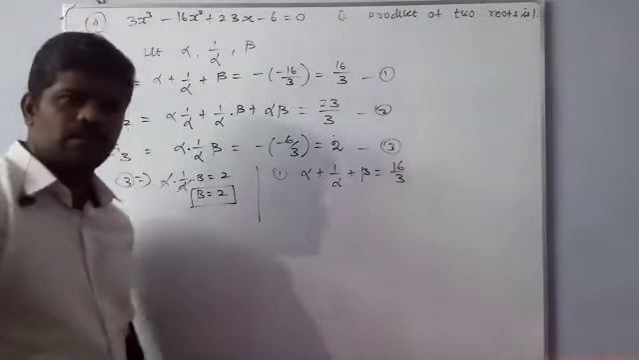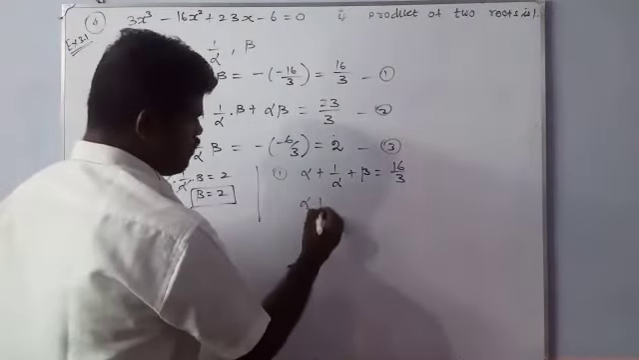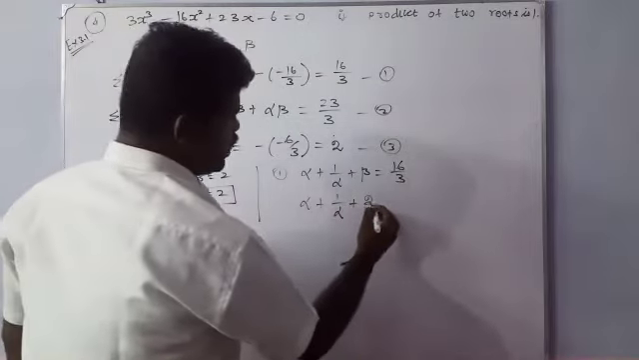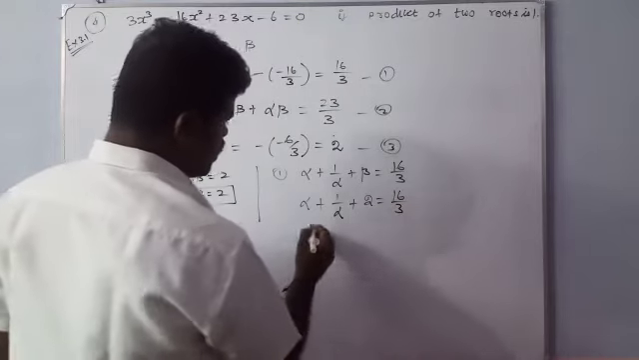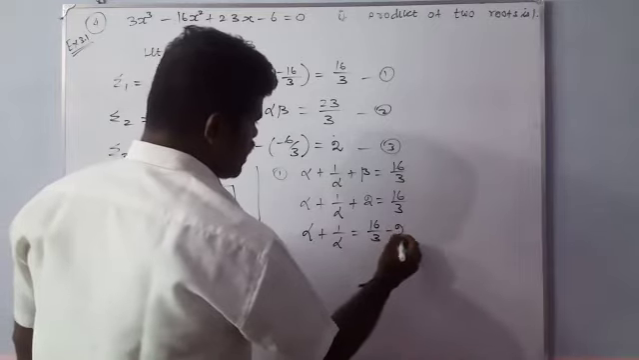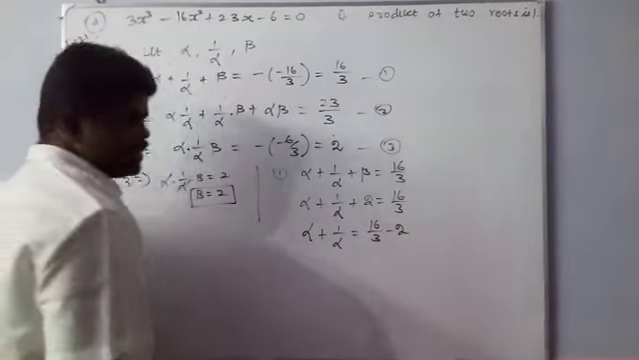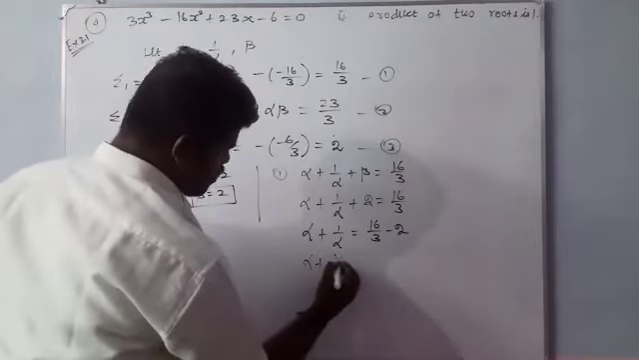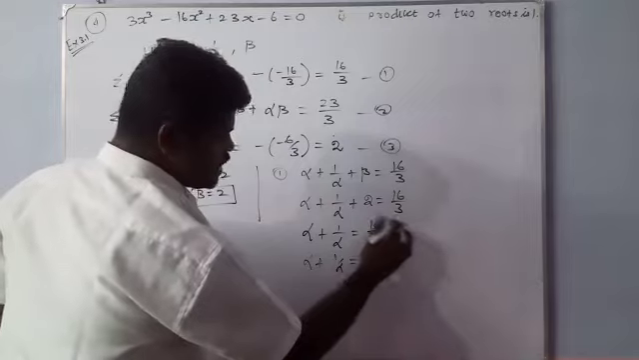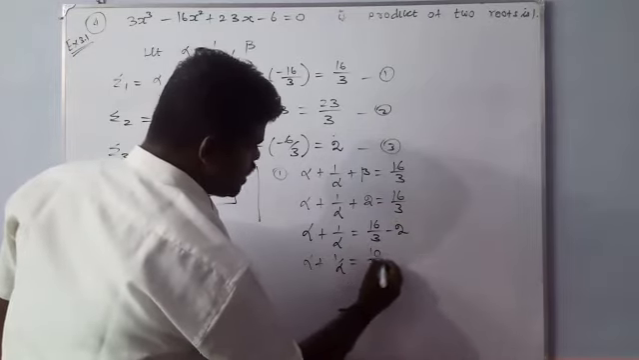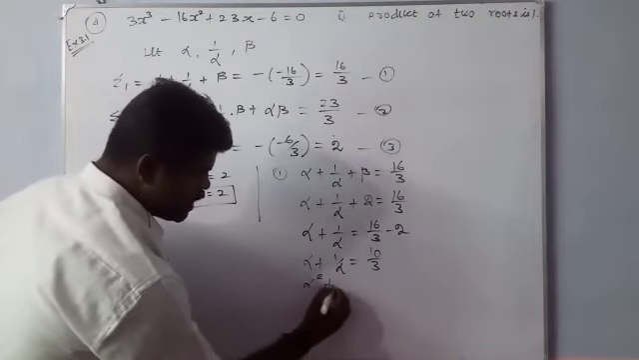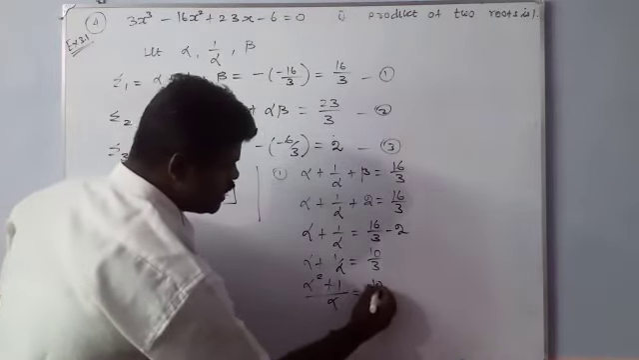Already we know the beta value, which is 2. So alpha plus 1 by alpha plus 2 equal to 16 by 3. Now alpha plus 1 by alpha equal to 16 by 3 minus 2, the 2 must go to that side. Cross multiply: 16 minus 6, so alpha plus 1 by alpha equal to 10 by 3. And also taking the common denominator, alpha squared plus 1 divided by alpha equal to 10 by 3.